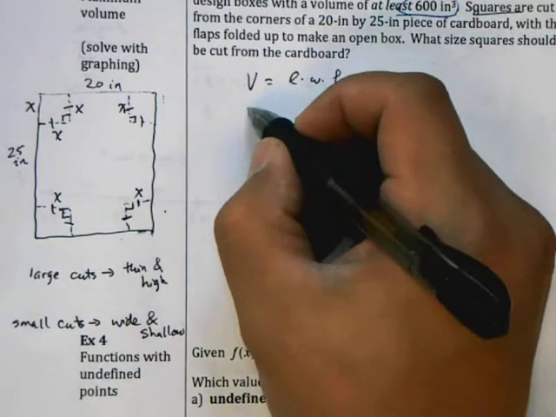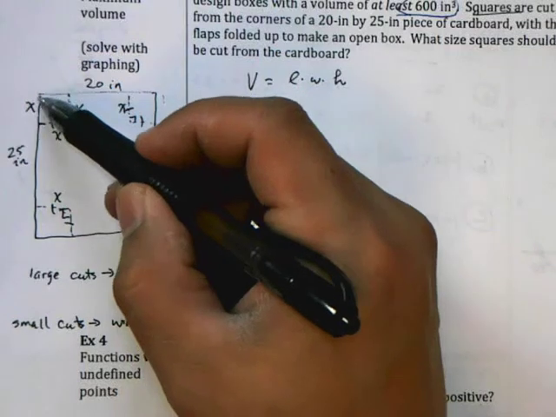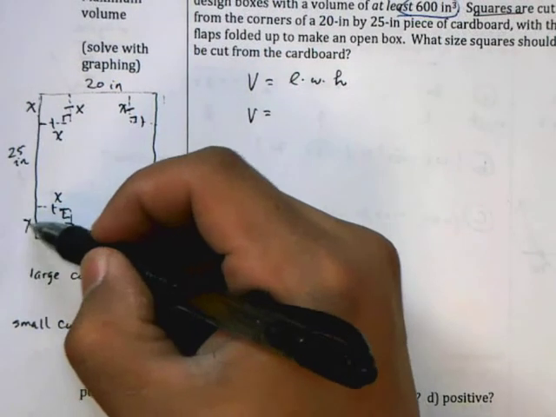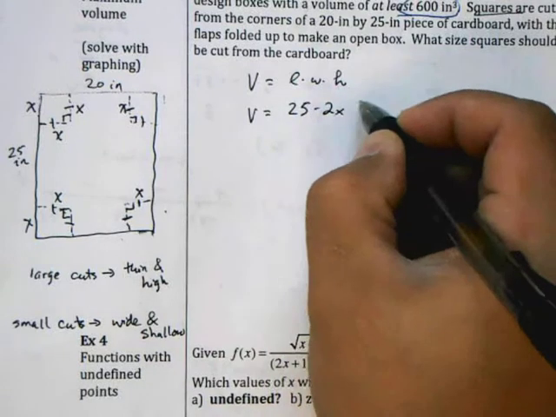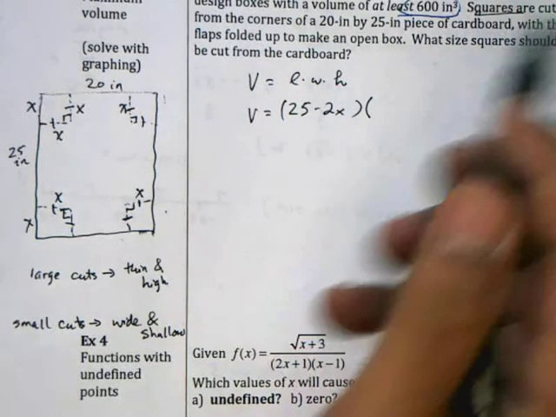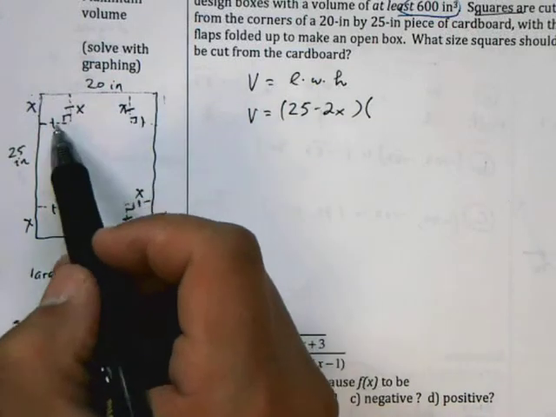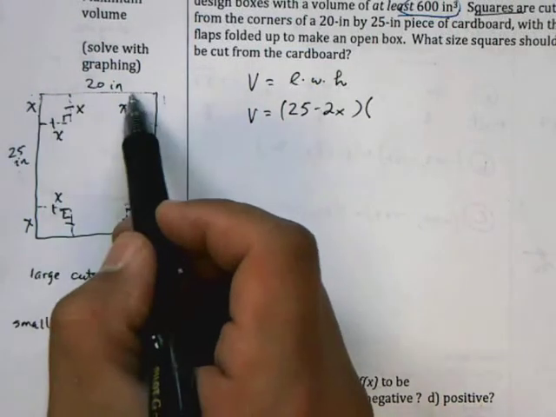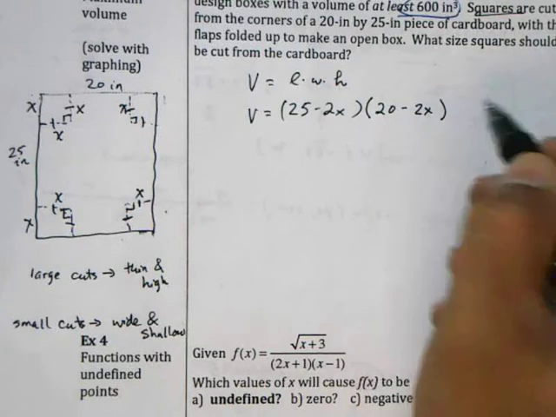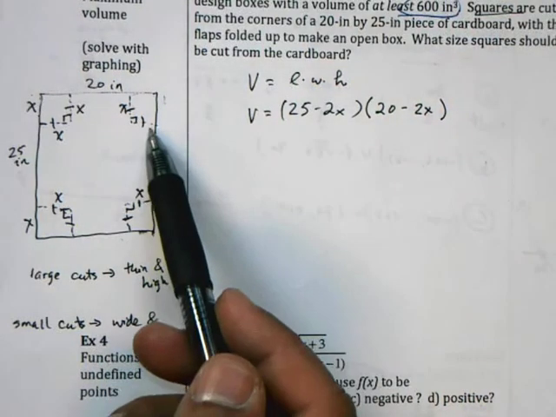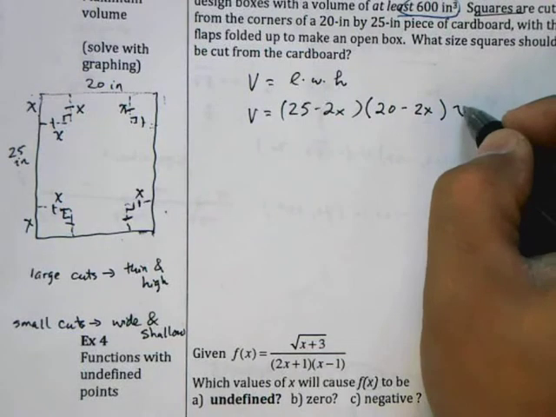So then the volume is equal to the length, which is 25, but you're cutting an x from one side and another x from the other side. So it's 25 minus 2x. The width is 20. That's the size of the sheet, but you're cutting out an x here and an x here. So you're losing another 2x from there. And the height of the box, when you take this flap and fold it upwards, is just going to be the same thing as x.